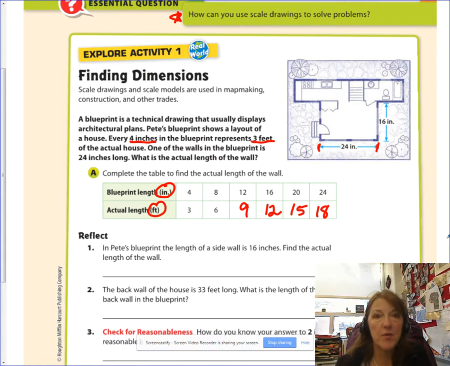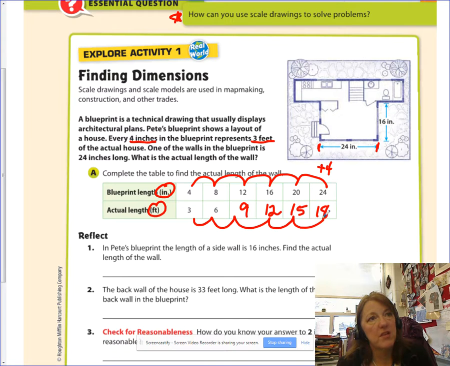Alrighty, here's where we end up here. And what kind of patterns do you start to notice here when you're looking at this table? I noticed that this one tends to increase every single time by 4, while this one here ends up increasing each time by 3. Cool. It says in Pete's blueprint, the length of a sidewall is 16 inches. Find the actual length of that wall. All right, well, as we looked at our table, 16 inches on the blueprint would be 12 feet.